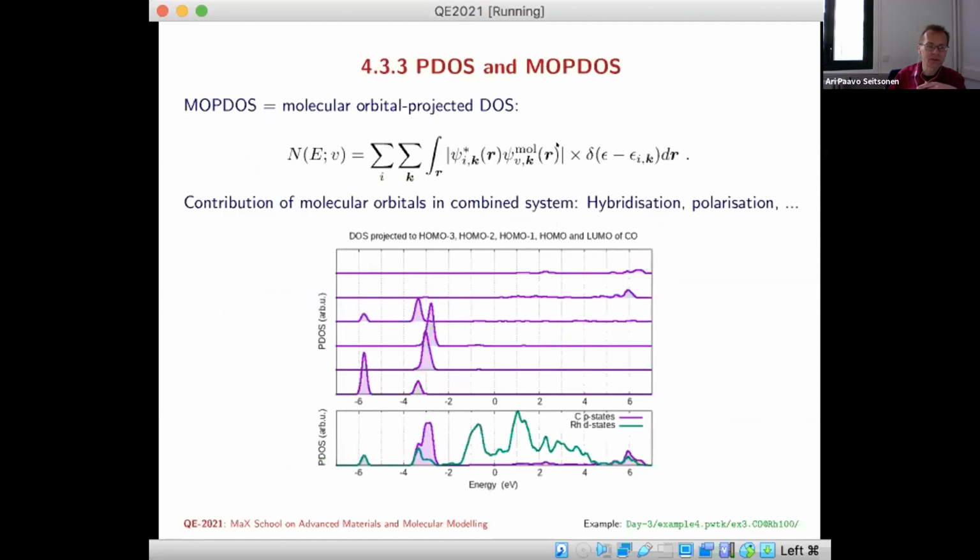And then you will have the projected density of states, which was calculated already before. And then we have an additional, more complicated way of doing the projection. Here we project the wave functions in our system, in this case the adsorbed CO on the metal, to the orbitals of the free molecule. And this again can be used to analyze how the chemistry changes upon this adsorption. So this is another quantity which is nowadays implemented, and it's, I would say, relatively easy to use.